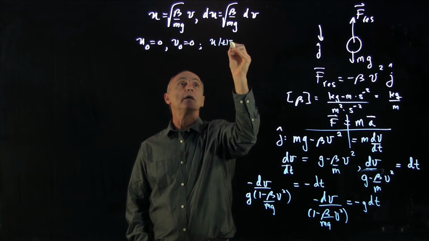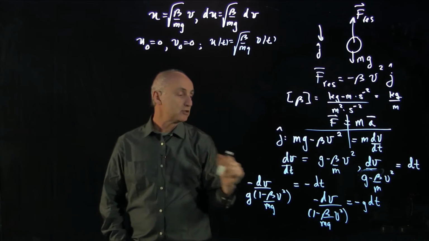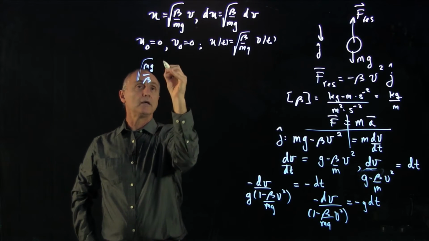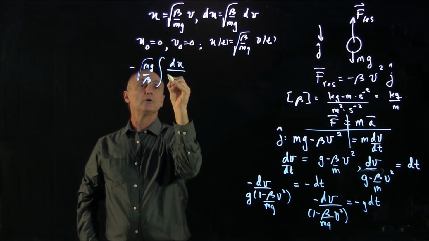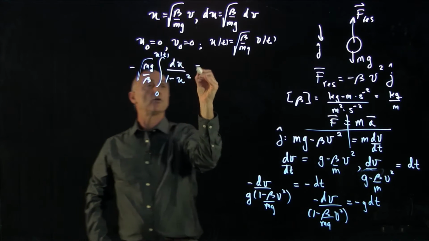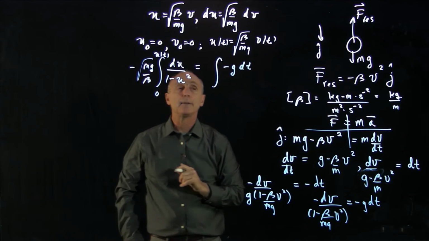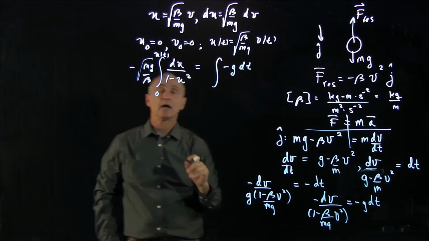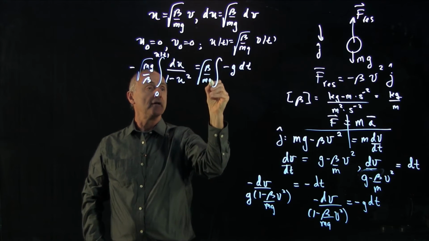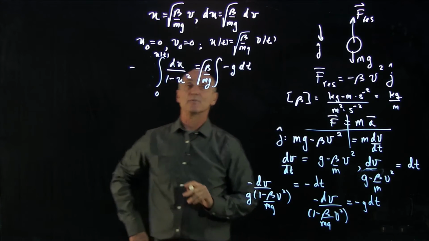And then u at t is the square root of beta over mg times v of t. And then with this change of variables, my integration, remember I have a dv, so I have to multiply the left side by mg over beta, and I'm integrating with a minus sign, du times 1 minus u squared, from 0 to this final value, u of t. And over here, I'm just integrating minus g dt. Now, again, for simplicity, I'm going to bring this term, the beta over mg, over to the other side. So I'll use the magic of our light board by just erasing that and bringing it to the other side, which makes my life a little easier.